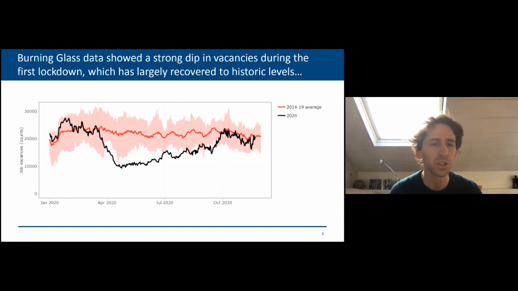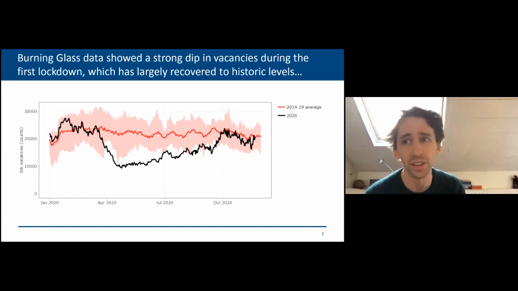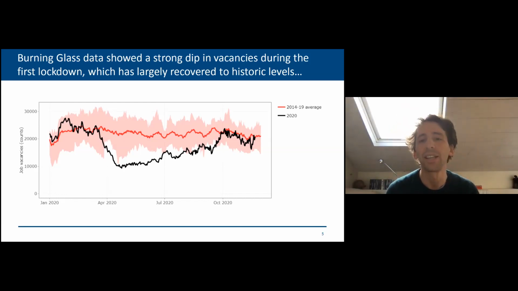the chart I'm showing here, the black line is the year 2020, and this shows from January to sort of November, I think. The red line shows the 2014 to 2019 average, and the pink ribbon shows the range over that period. This is a rolling average. We use this visualization because, as other presenters have said, this is quite a seasonal data set. It's also relatively volatile, so it's useful to compare to previous years.